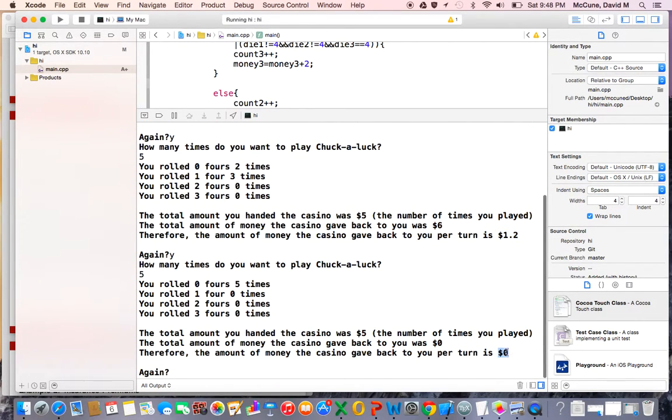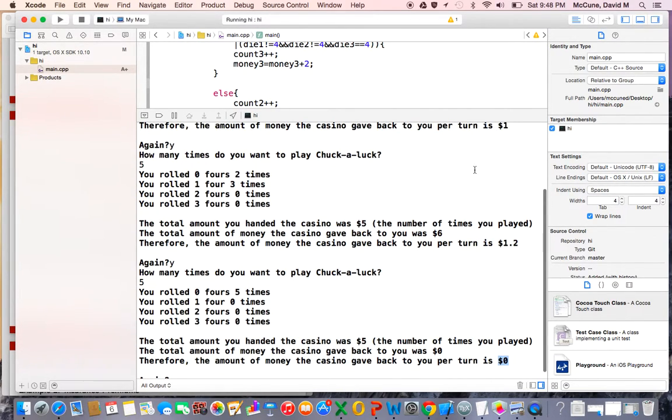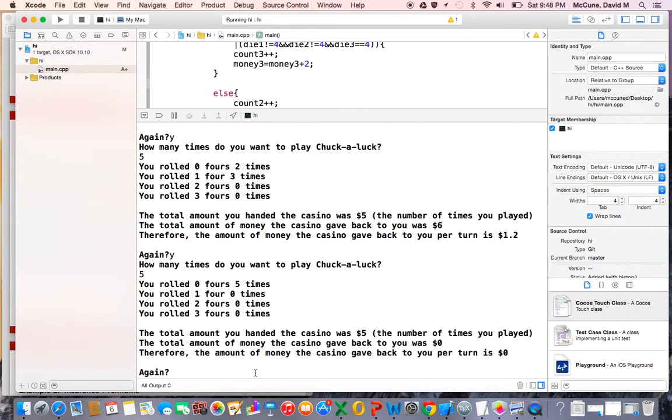And in this case, I got $0 per turn back. So that was bad for me. That was like the worst possible thing. Okay, so keep those 3 numbers in mind: 1, 1.2, and 0. Those numbers are kind of all over the place.